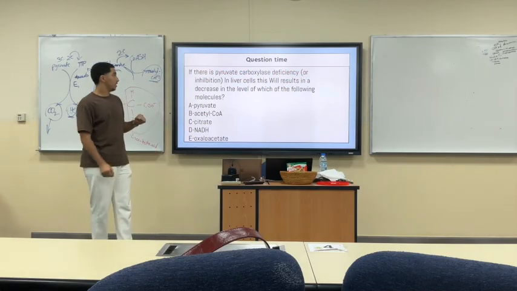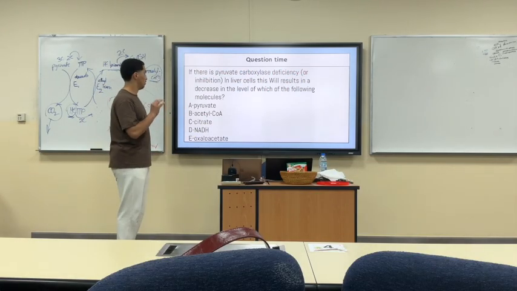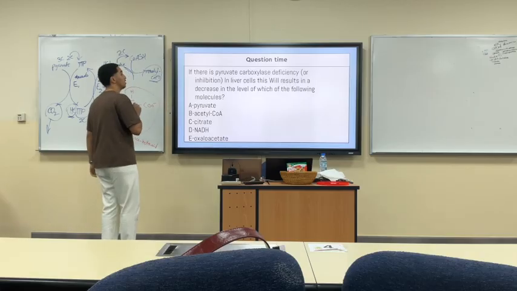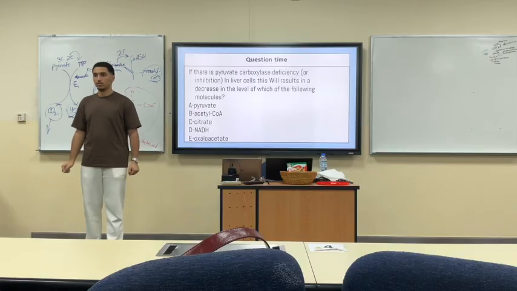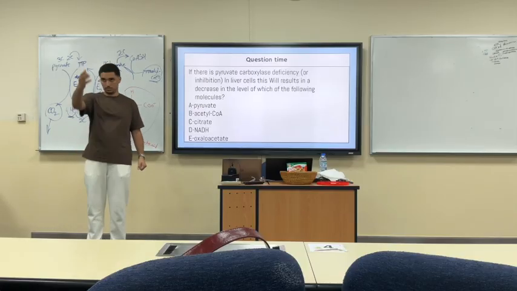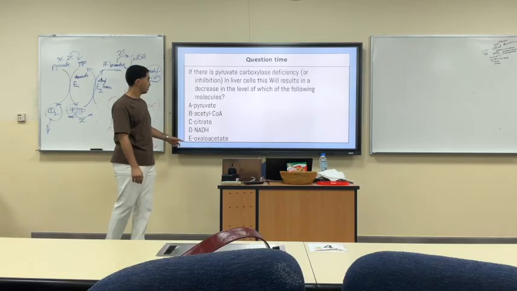So, if there is pyruvate carboxylase deficiency or inhibition in liver cells, this will result in a decrease in the level of which of the following molecules? E, oxaloacetate.